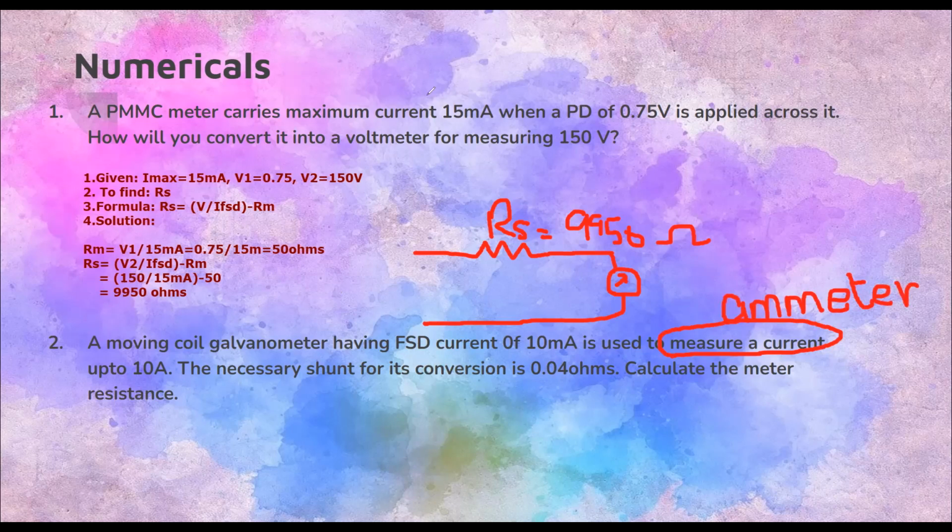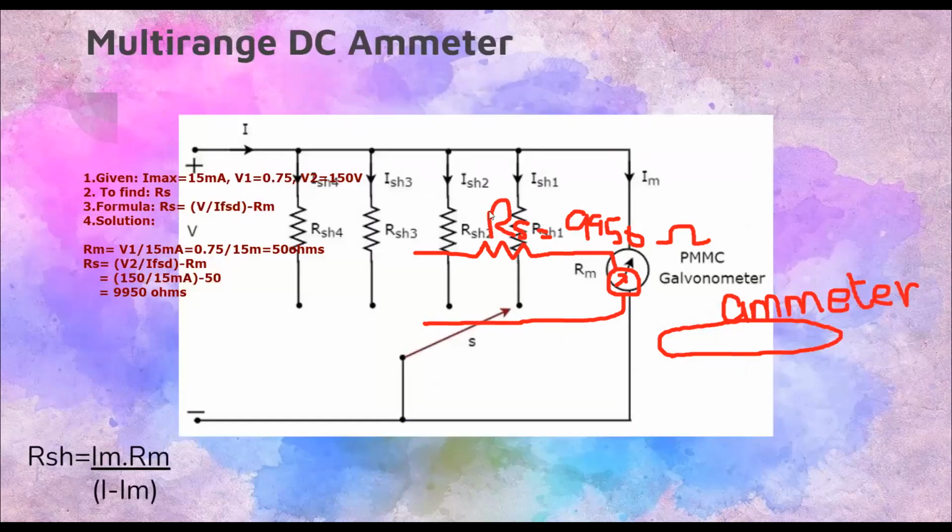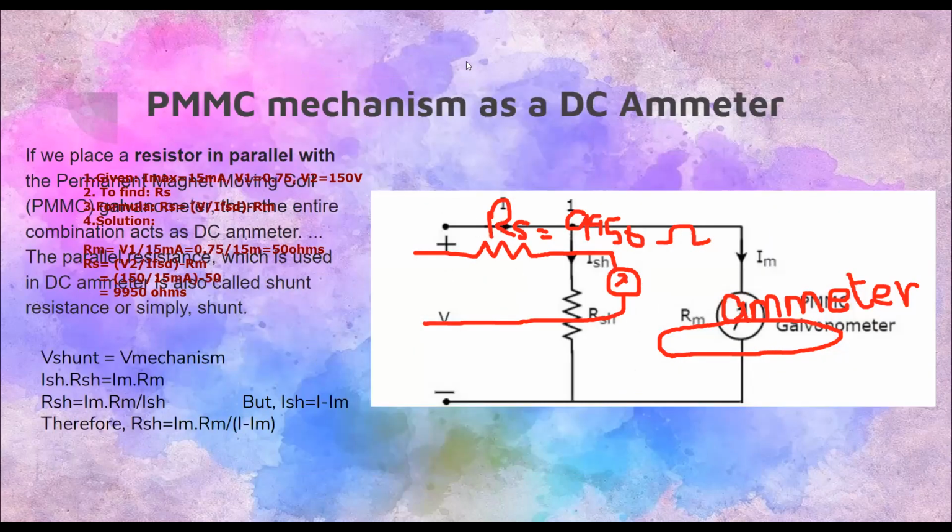Okay, so let's see what the formula for the ammeter is. This is all coming on top. If you can see, this is the formula for the ammeter. That is RSH is equal to IM into RM upon I minus IM. Or you can just remember this also: ISH is IS, that is shunt current, into shunt resistance is equal to meter current into meter resistance.